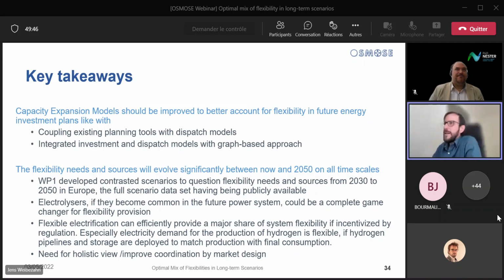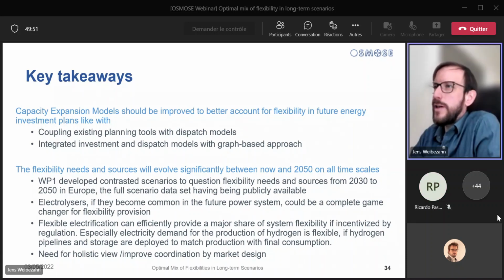Yes, thank you, Ricardo. And before we end, we just want to go into a couple of key takeaways from work package 1. One of them is that when we look into these future scenarios, the capacity expansion models that exist should be improved to better account for flexibility. We could do this on the one hand by coupling existing planning tools with dispatch models, or we can go into this graph-based approach with an integrated investment and dispatch model. So the two ways that we showed here in work package 1 are both viable and promising for the future.